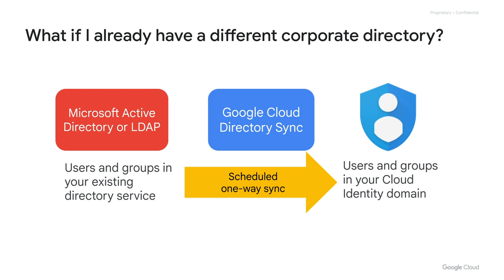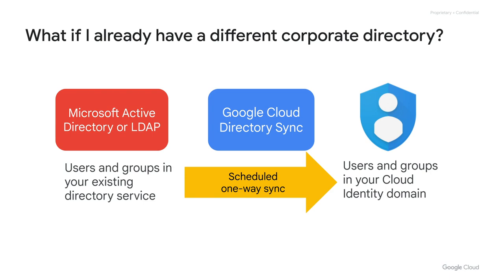What if you already have a different corporate directory? How can you get your users and groups into Google Cloud? Using Google Cloud Directory Sync, your administrators can log in and manage Google Cloud resources using the same usernames and passwords that they already use.